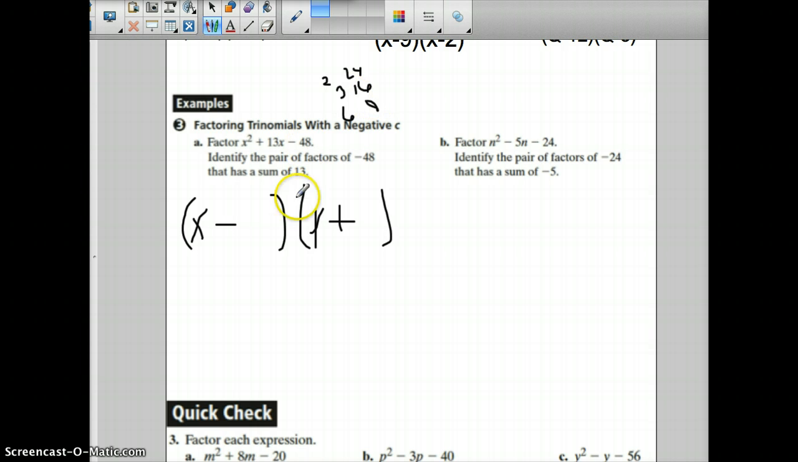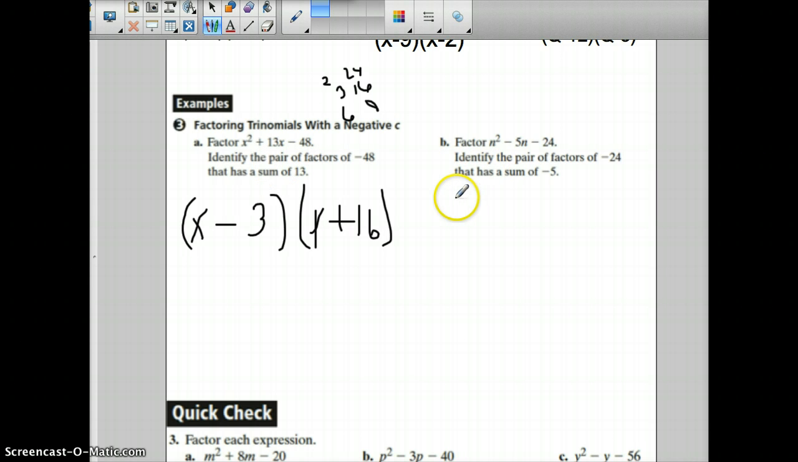Now, the question becomes, do I put the 3 here or the 16 here? Now notice with the negative sign, if I put the 16 here, that's going to give me a negative 16 plus a positive 3. For my outers and inners, that's going to give me a negative 13. I need a positive 13. So if I put the smaller number, the 3, here, and then over here with the plus sign, I put a positive 16, I then have a difference of positive 13.